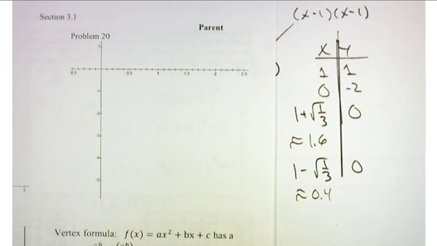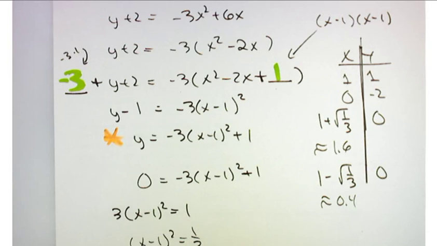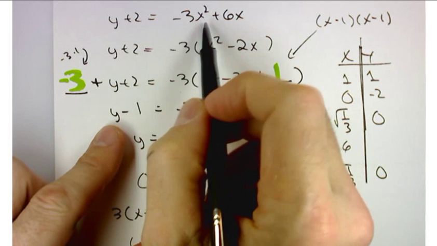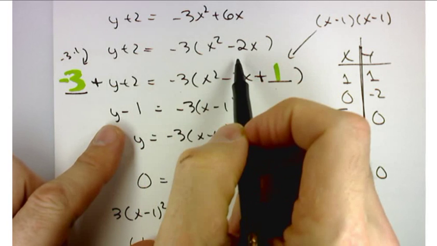Katie? Back when it was -3 times (x² - 2x), where did the 2x come from? We factored out the -3 from both of those. So when you divide -3 into this, you get a 1. Divide this by -3, you get a -2.